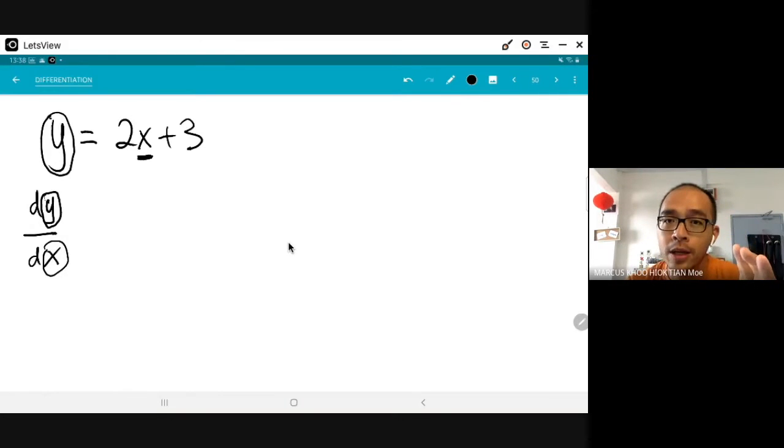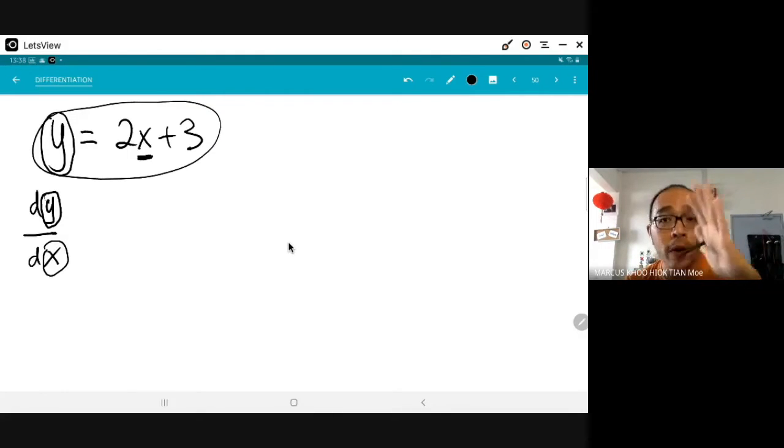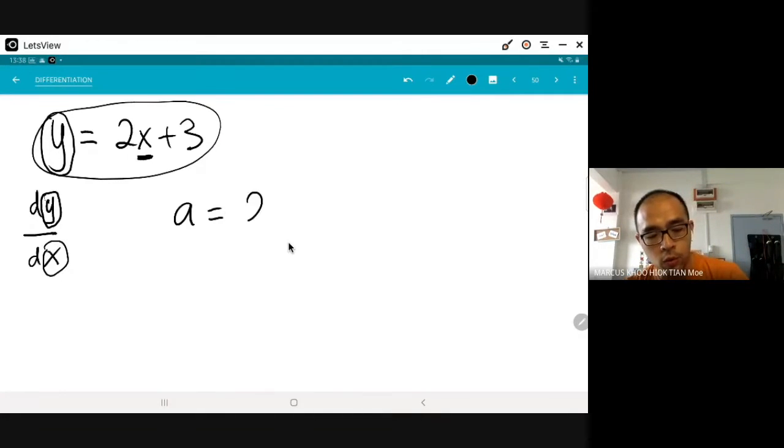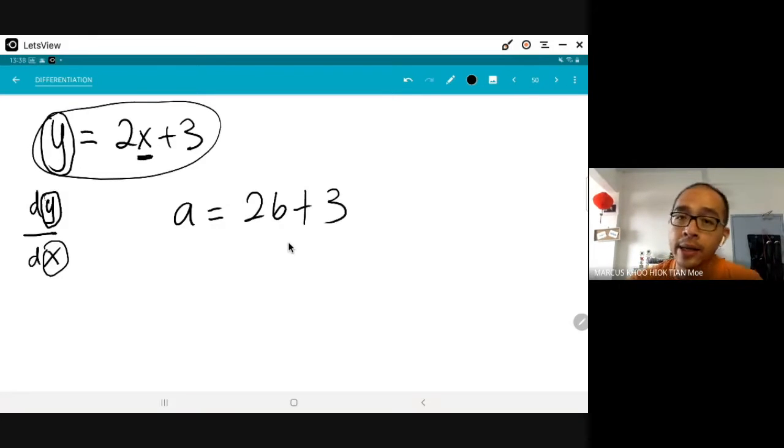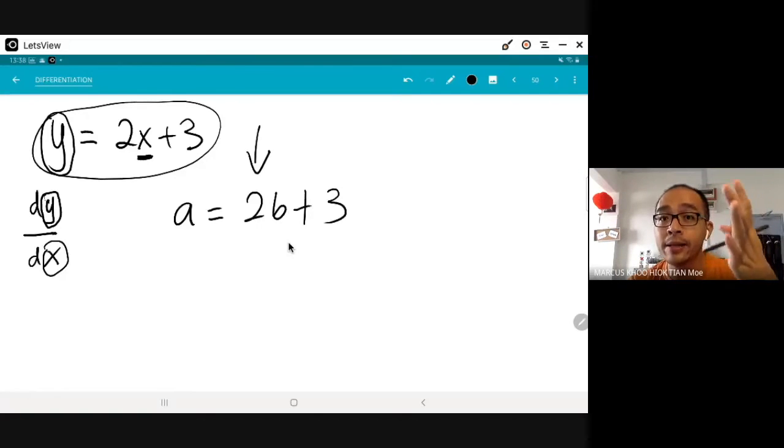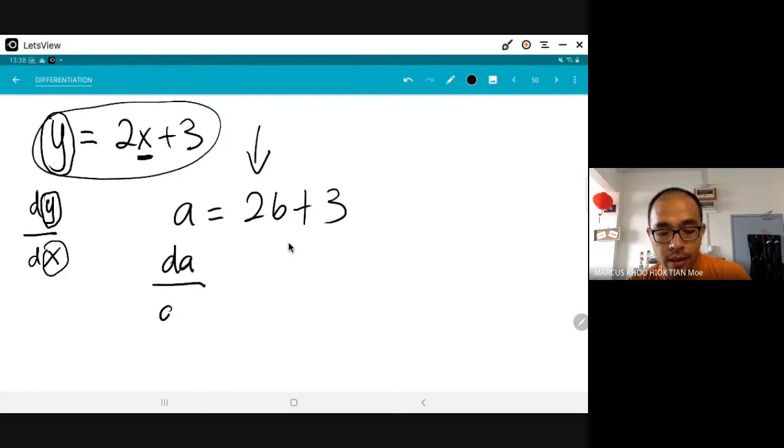So if I take this situation and just change the letters, for example a equals 2b plus 3, and then I tell you, everybody differentiate this equation for me, the answer won't be dy dx, right? Because there's no y and x in this equation now. This equation has the letters a and b. So the differentiation will be da db. But the answer is still the same, it will still be 2. Over here also it will still be 2.